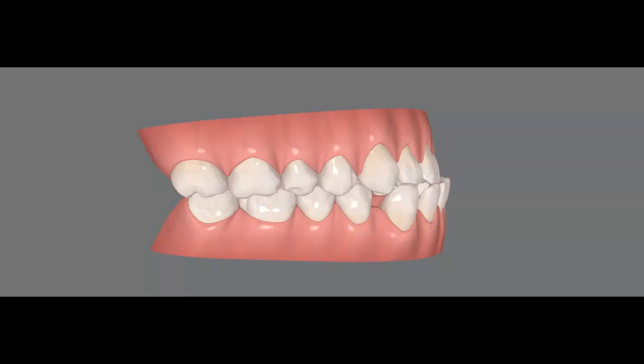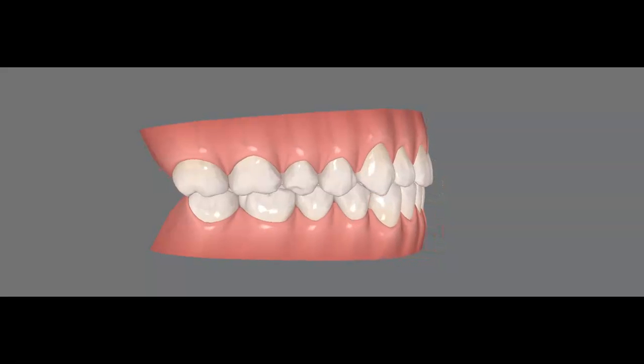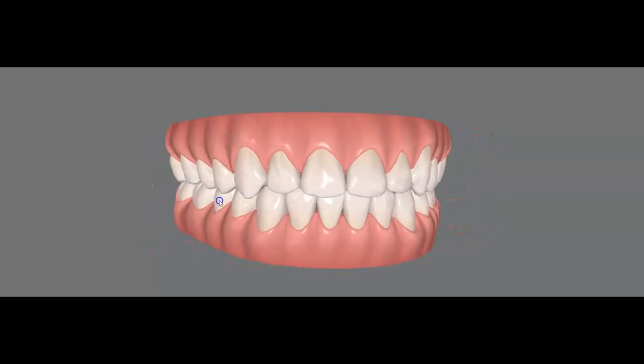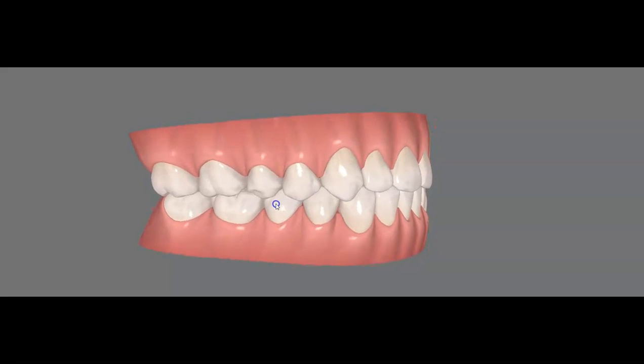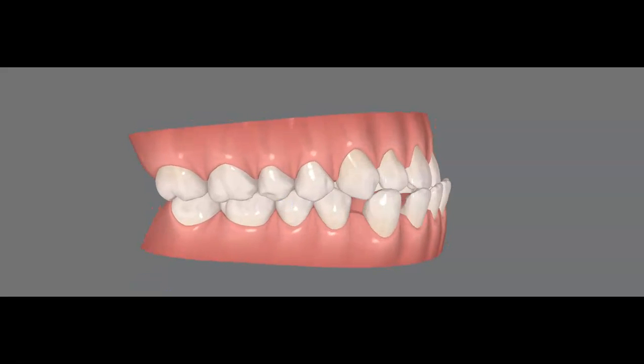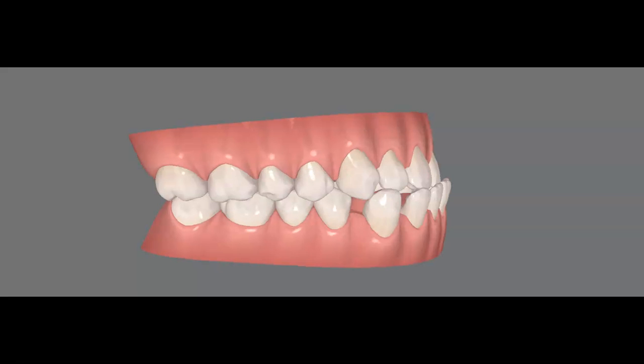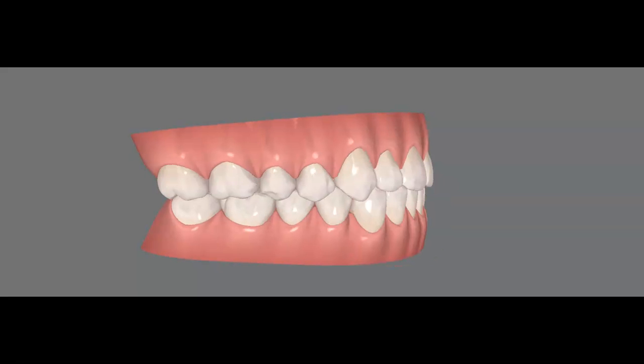So if we take a quick look at this bite, if we were to shift everything back into the right position, we'd create a beautiful anterior posterior, front back relationship, and we would get back to our class 1 occlusion. So this is just an example of a before and after. Class 3 back to class 1.